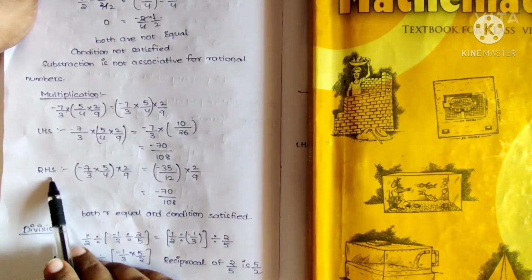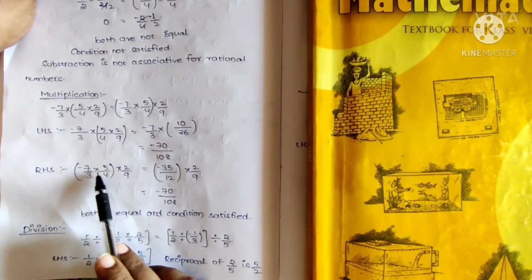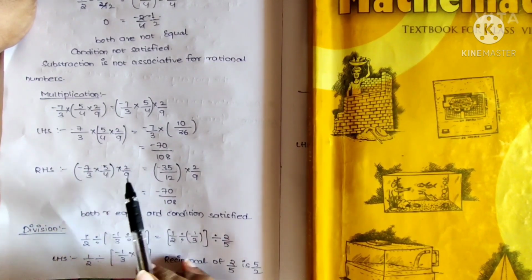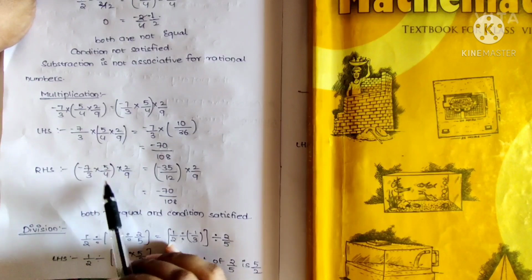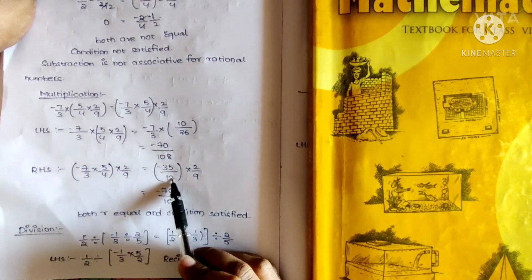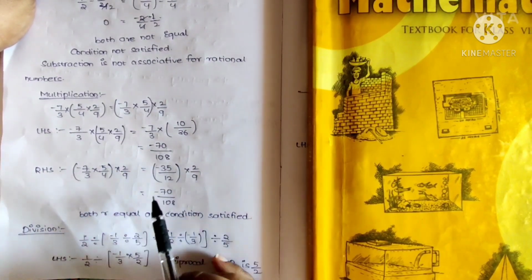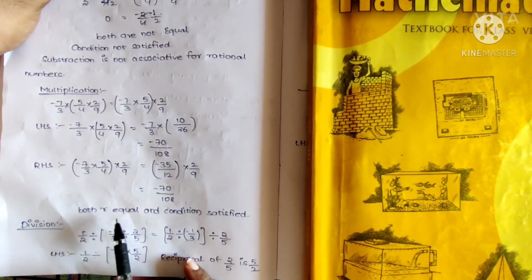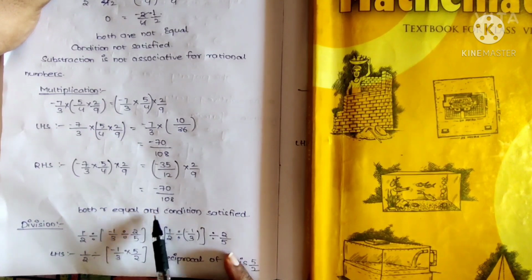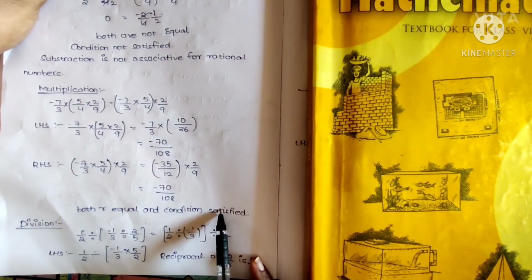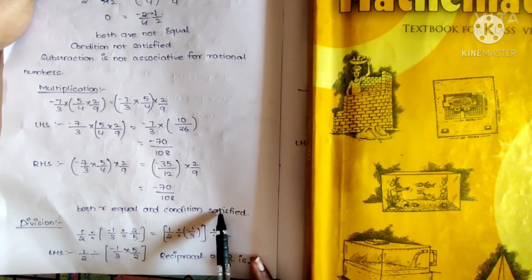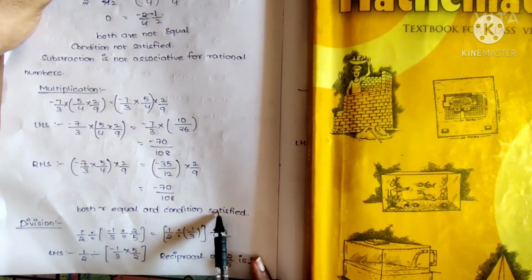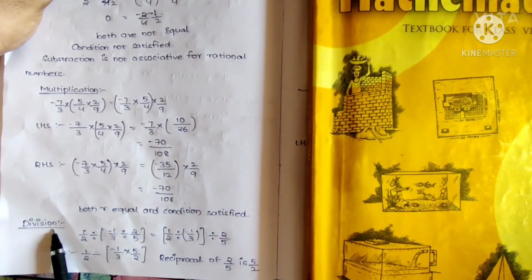Now let us see the RHS. First we have to solve in brackets, minus 35 by 12 into 2 by 9, that equals minus 70 by 108. Both are equal, and here the condition is satisfied. That is, the multiplication in associative property is satisfied. Now let us see the division.